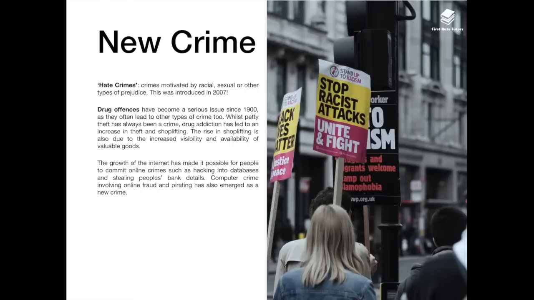The growth of the internet has made it possible for people to commit online crimes, such as hacking into databases and stealing people's bank details. Computer crime involving online fraud and pirating has also emerged as a new crime.